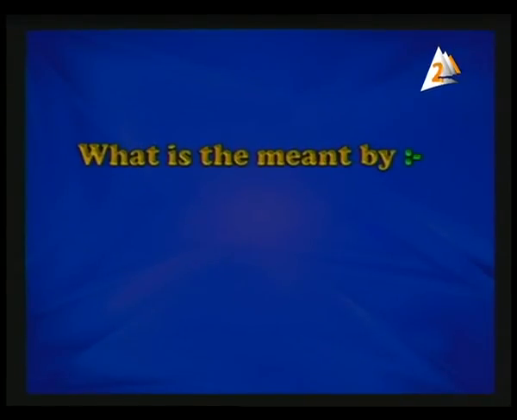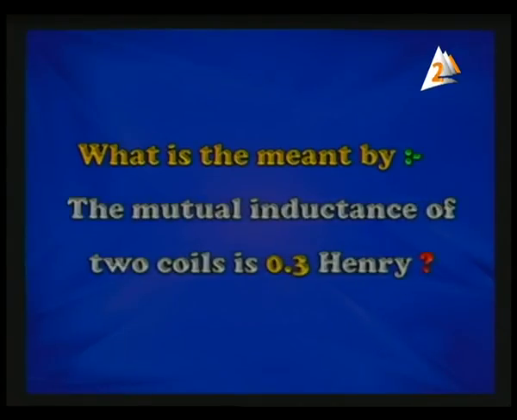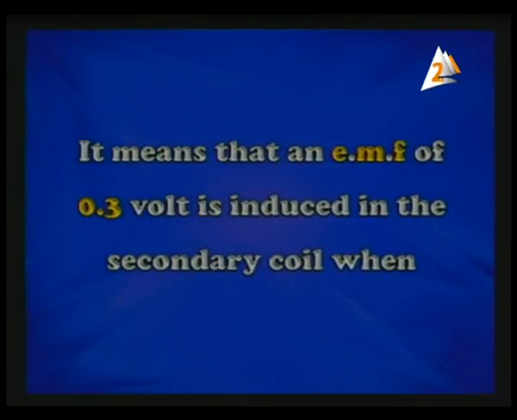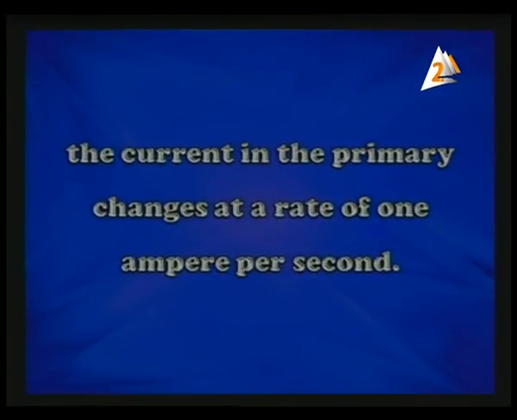And now we've got a question: what's meant by the mutual inductance of 2 coils is 0.3 Henry? It means that an EMF of 0.3 volt is induced in the secondary coil when the current in the primary changes at a rate of 1 ampere per second.